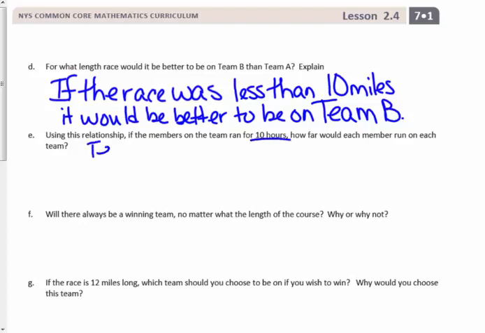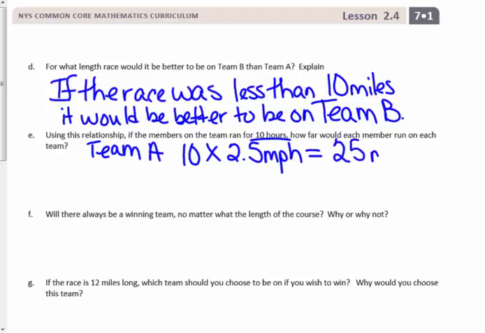For Team A, 10 hours, well, that's easy to figure out. 10 hours, the time, times the rate of 2 and 5/10 miles per hour would give me 25 miles. If the race was 10 hours, meaning you have to run the whole time, 10 miles for 10 hours.